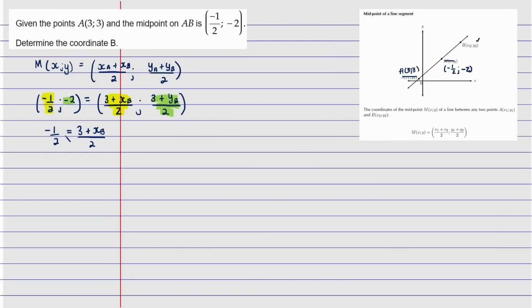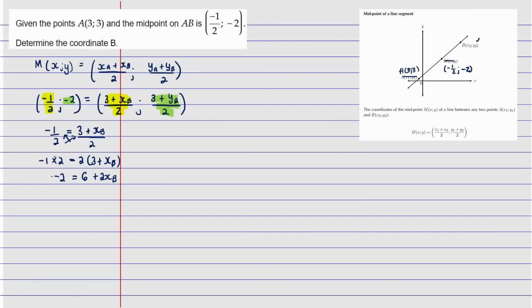So let's cross multiply and solve for XB. We're going to have negative 1 multiplied by 2, then 2 open bracket 3 plus XB, right? So negative 1 multiplied by 2 is negative 2, is equal to, distributing the 2, 2 multiplied by 3, which gives us 6, plus 2 multiplied by XB, which is plus 2XB, right? Take the 6 to the other side.